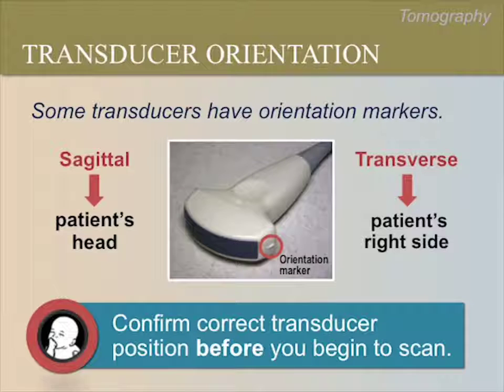If the transducer is correctly positioned, as you move the transducer towards the right side of the patient, transverse, and towards the patient's head, in the sagittal plane, you will see the image move to the left side of the screen. Please pause the video now to ask your trainer to demonstrate this with hand motions. Even if your transducer doesn't have a marker, always make sure you have the correct position before you begin to scan.